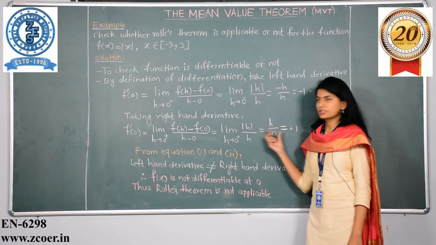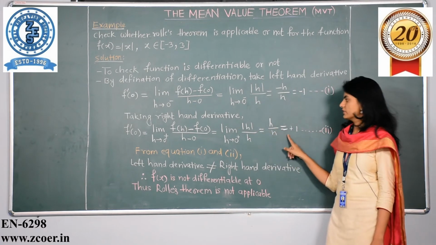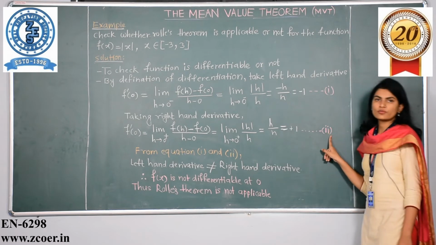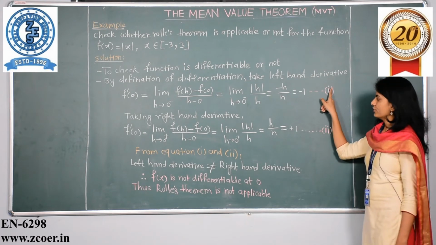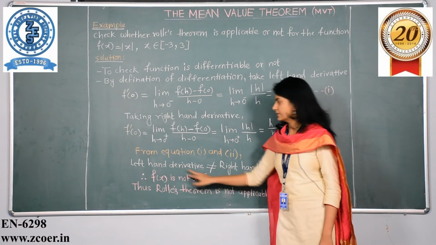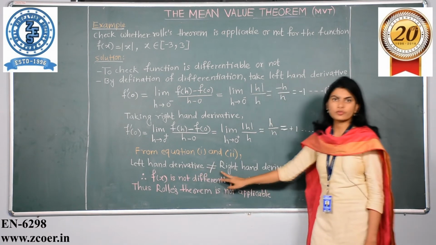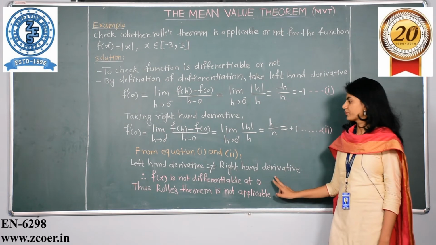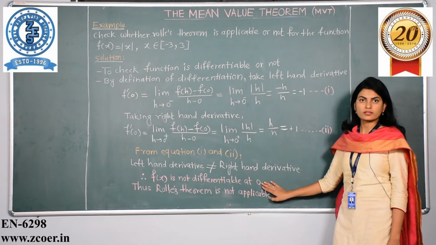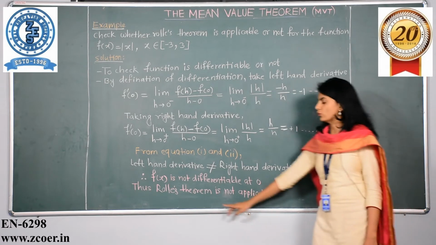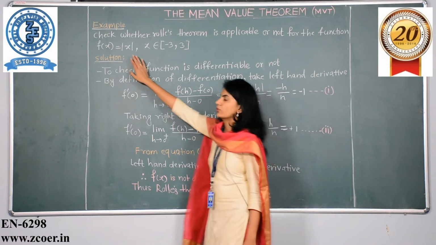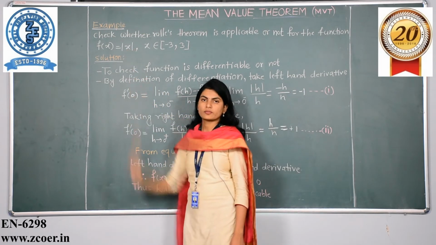Value of mod h is h, so h by h is equal to plus 1. Say this as equation 2. So by equation 1 and 2 we get that the left hand derivative is not equal to the right hand derivative. Therefore this f of x is not differentiable at 0. Thus Rolle's theorem is not applicable for the function f of x equal to mod of x.